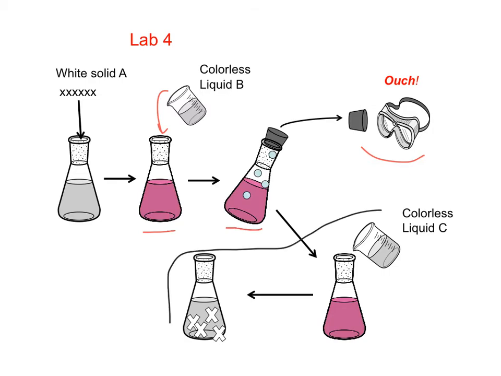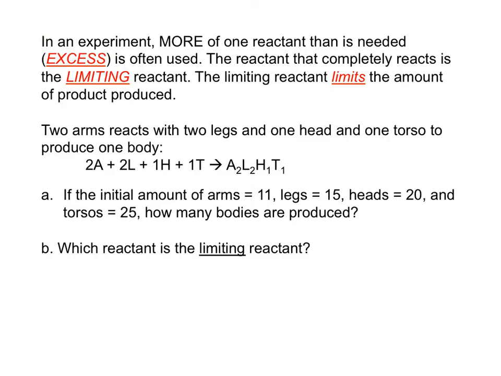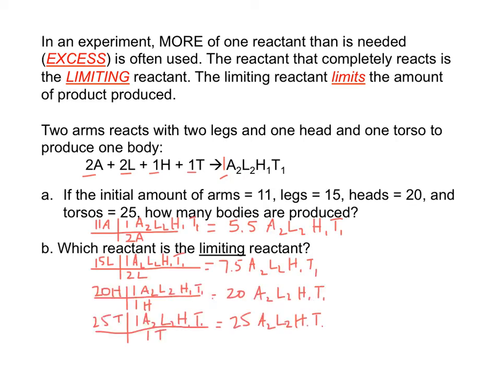Ignore this other stuff. Let's review limiting and excess reactants. Remember, the coefficients in the balanced chemical equation tell us the number or the moles of each reactant and product. So stop the video and answer these two questions. And the answer is 5.5 bodies. Those 11 arms give us the smallest number, which limits the number of bodies produced. So arms is the limiting reactant.